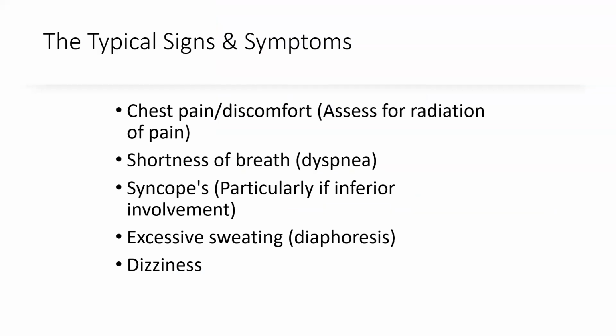The typical signs we may see in STEMIs and your ACS is just chest discomfort. So we want to assess if the pain radiates mainly to the left side where the heart is. Shortness of breath may be due to hemodynamic compromise, or they're not getting enough oxygen around the body. Syncope, particularly with inferior involvement, because the right coronary artery, which perfuses the inferior wall, also perfuses the SA node, the sinoatrial pacemaker. So when you get massive infarction in that area, it can affect the ability of the heart to actually pump, and you often may see heart blocks in your inferior infarctions as well.